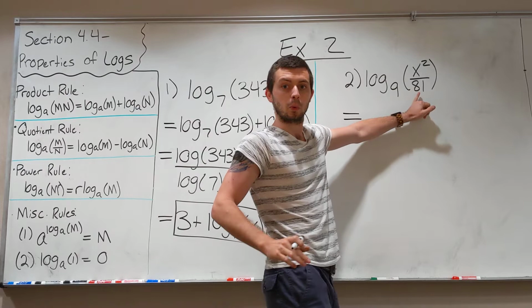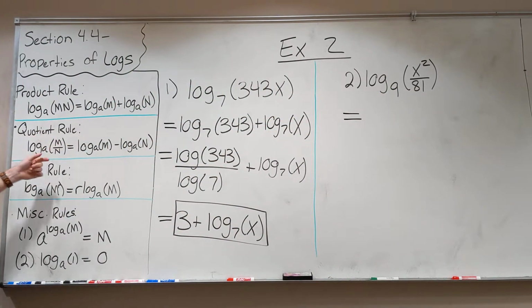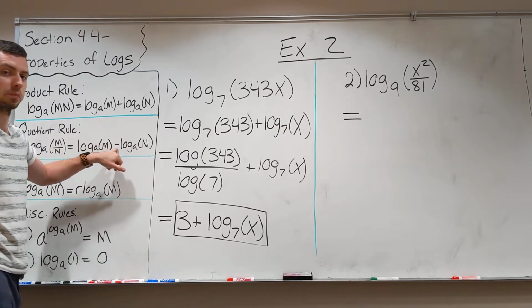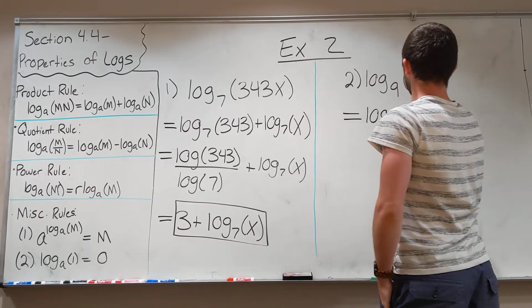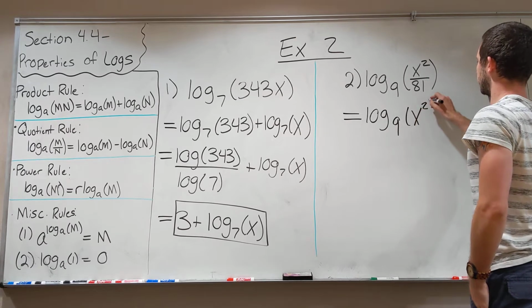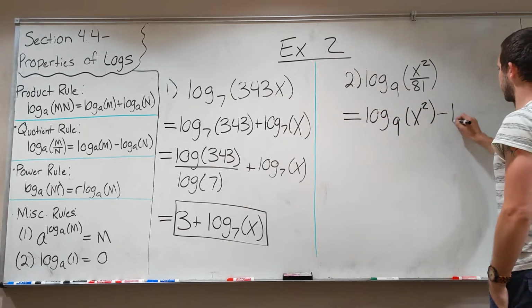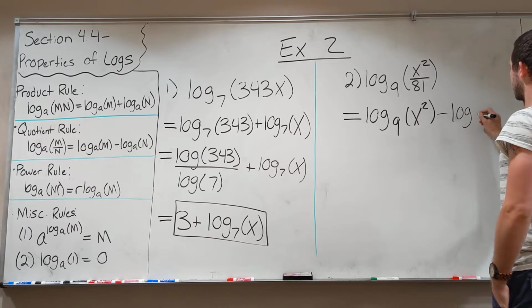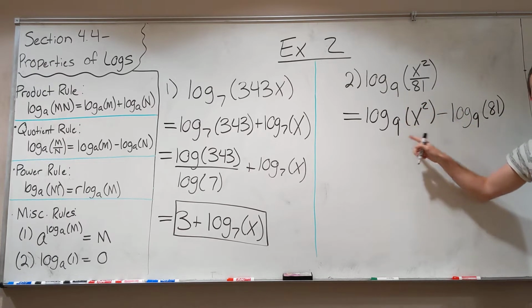So this is a quotient first. The quotient rule tells us the numerator gets its own logarithm and the denominator gets its own, separated by a minus sign. So that tells us precisely what to follow. So the numerator goes first. The quotient rule tells us to put a minus. And now the denominator gets its own. And notice it's the same base of the logarithm.